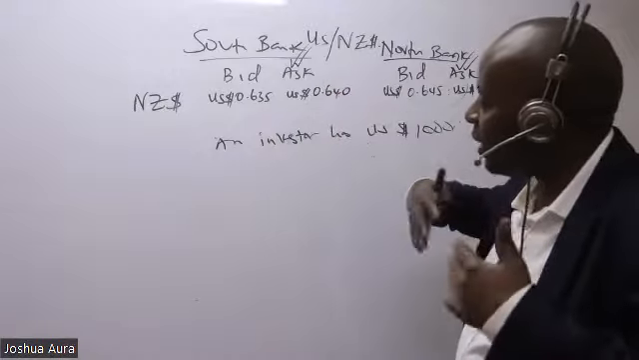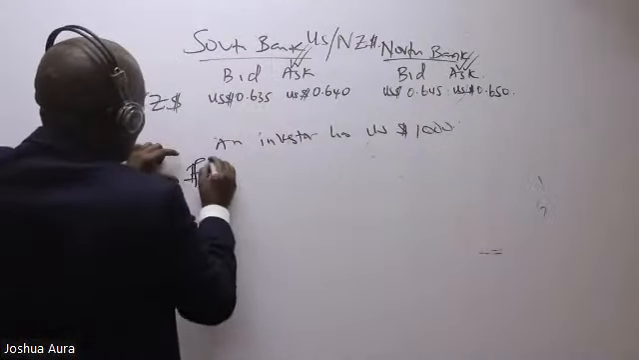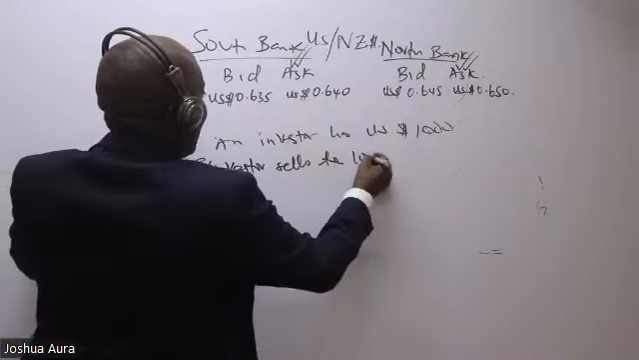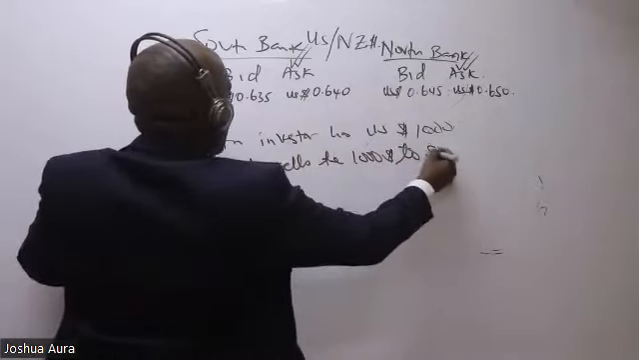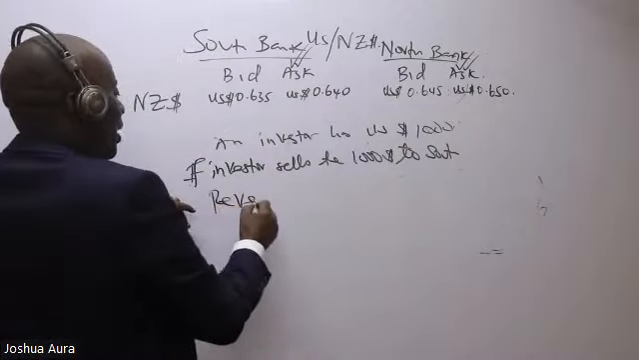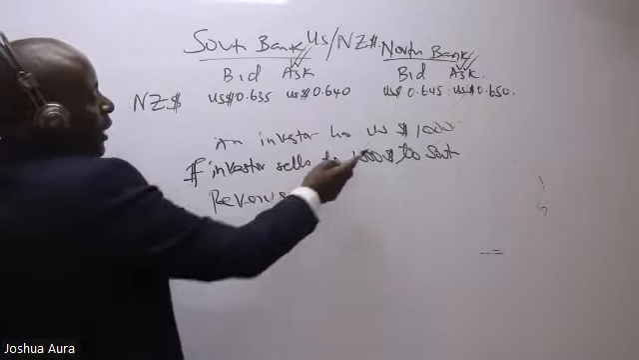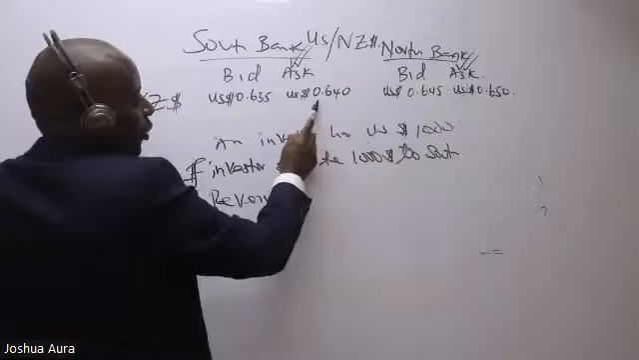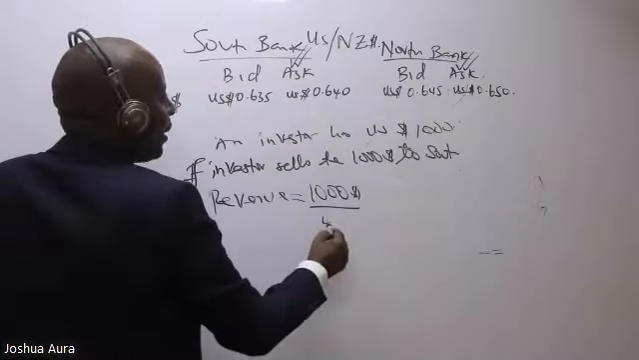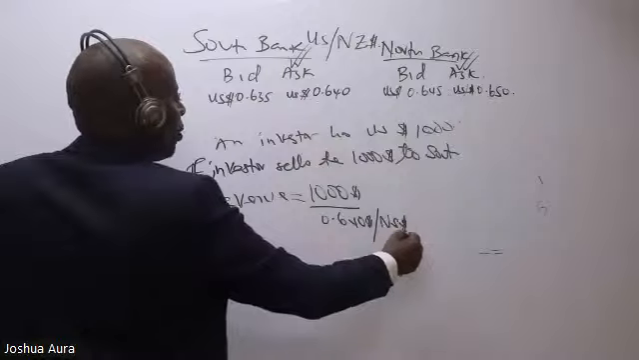If the investor sells the $1,000 to South Bank, the revenue will be equal to who? You know, these are dollars and these are dollars. You can't multiply them. So I'm going to talk of $1,000 divided by $0.64 per New Zealand dollar.